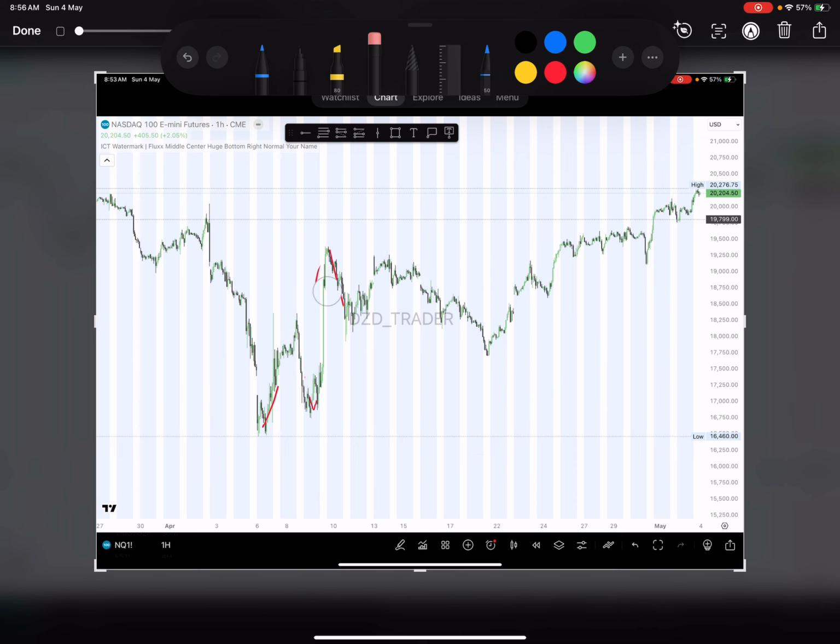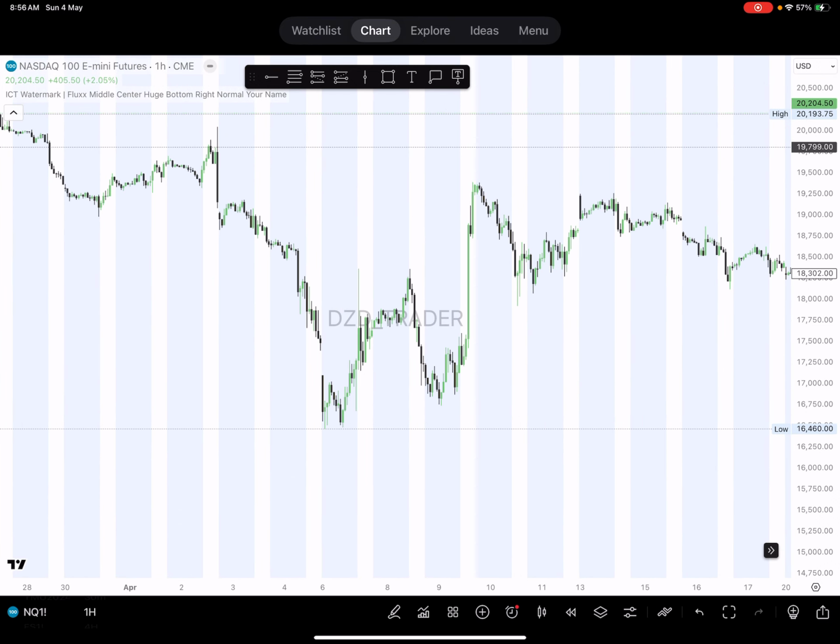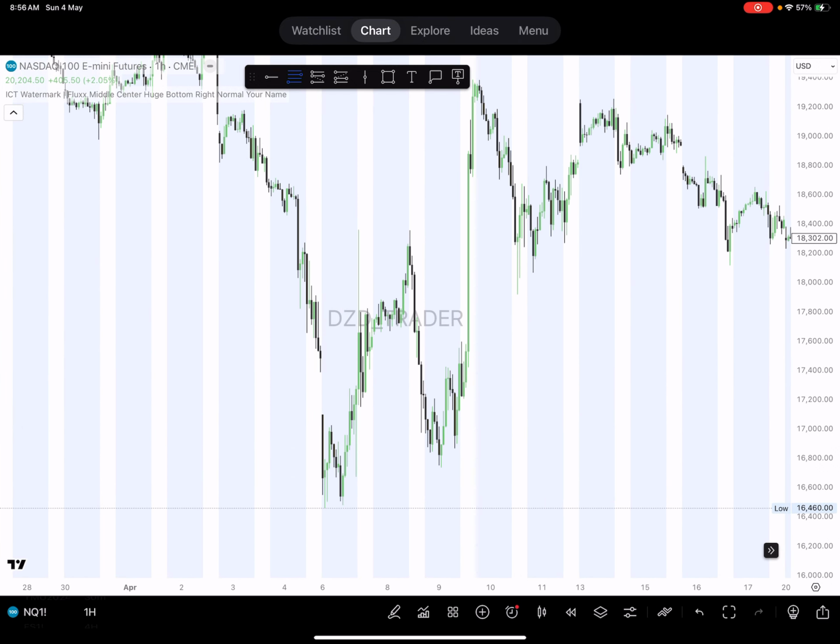So I'll teach you another thing as well, when the market is making a higher high and a higher low. How do you identify where the market could go when it's making a higher high and a higher low? So let's grab the Fibonacci. This is not a 100% strategy, I'm telling you.